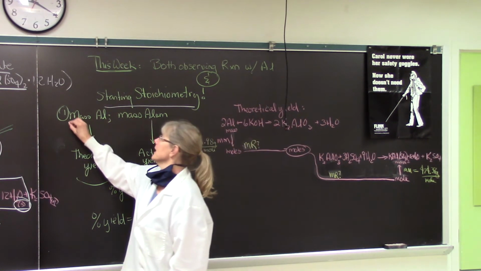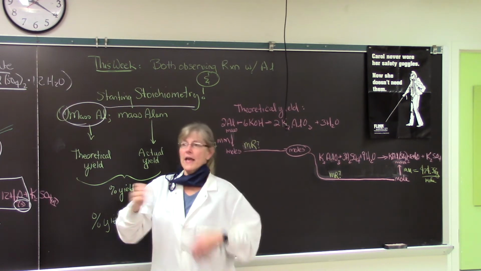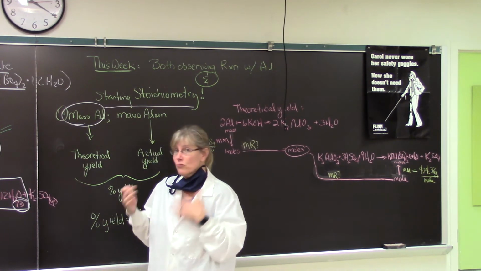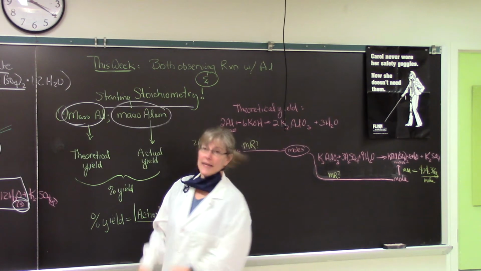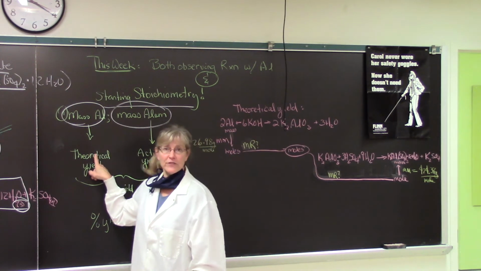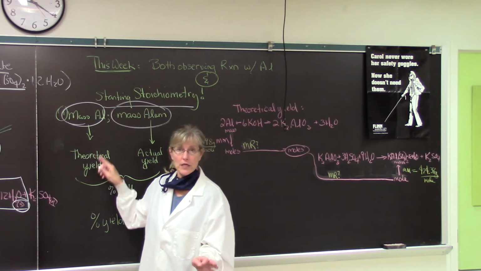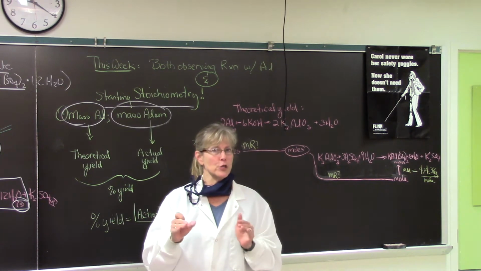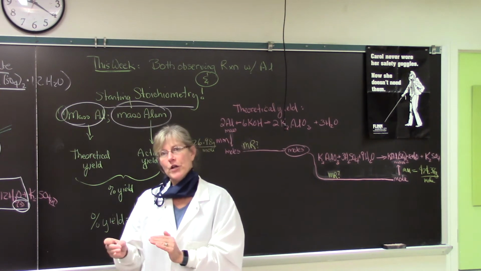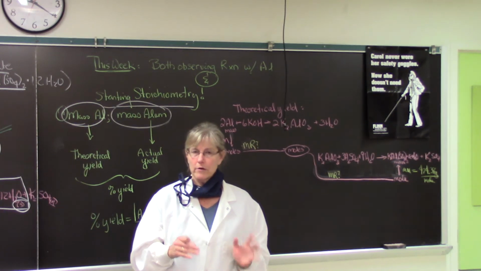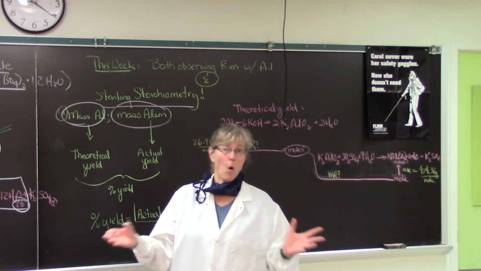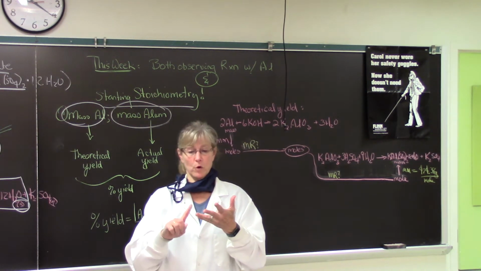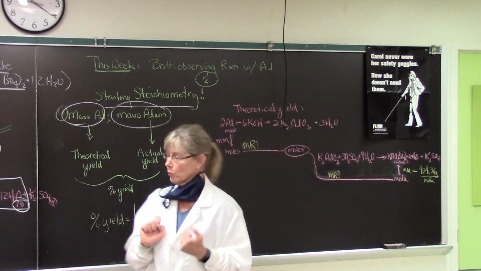What we're going to be doing is massing our aluminum and then doing a whole bunch of reactions, getting alum, drying it out, and massing it. From the mass of aluminum, we can calculate our theoretical yield. Now remember, theoretical yield is the maximum amount of product you can get based on the starting material and your stoichiometric relationships, okay? Or, in other words, the maximum product you can get in a perfect world on a perfect day with a perfect chemist, okay?